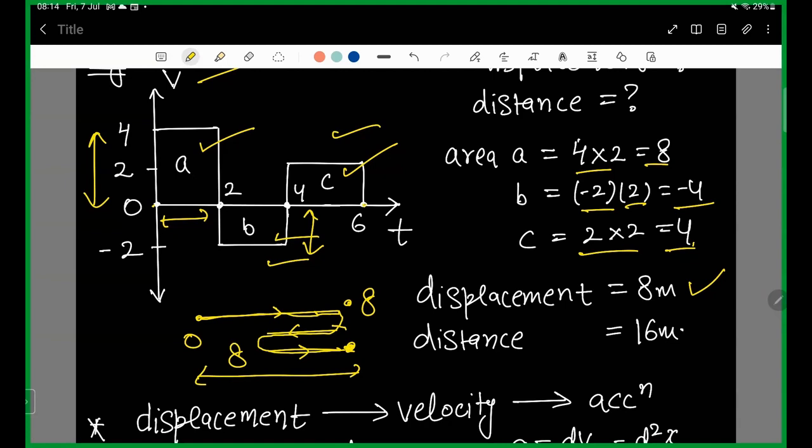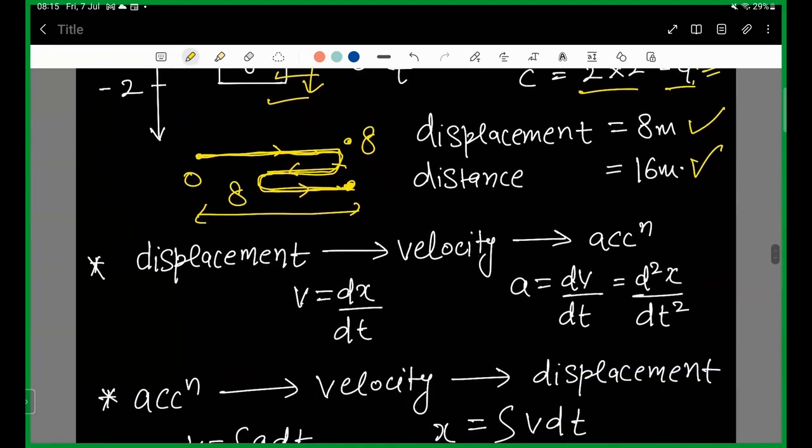But what about distance? Distance is the actual path covered. So in distance, whatever is negative, make it positive and then add. So 8 plus 4 is 12, and 12 plus 4 is 16. And this you can actually see from the diagram also. You will first go 8, then 4 here, so you have traveled 4 more. It means you have traveled 12. And then 4 more, so 12 plus 4 is 16. Your displacement was 8, but the actual distance you have traveled is 16. I hope that you understood this concept.